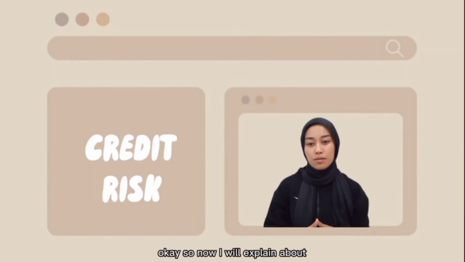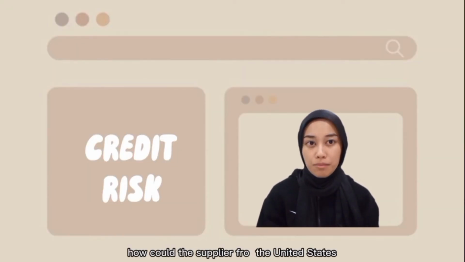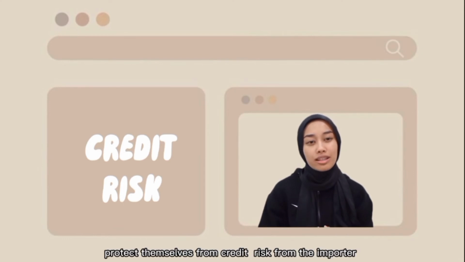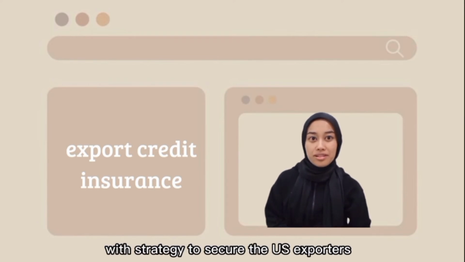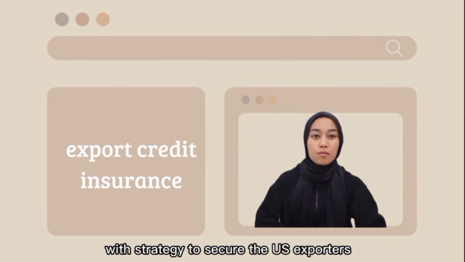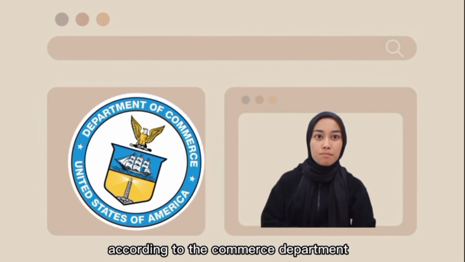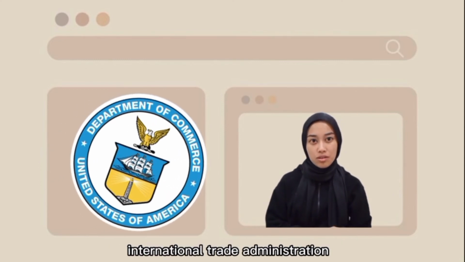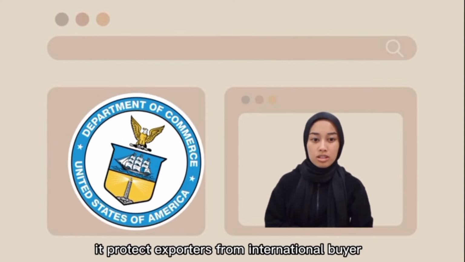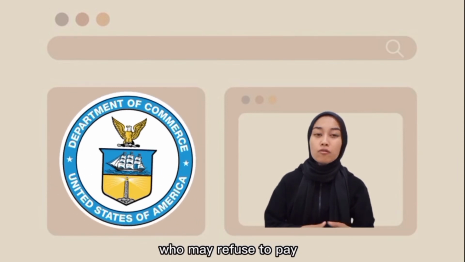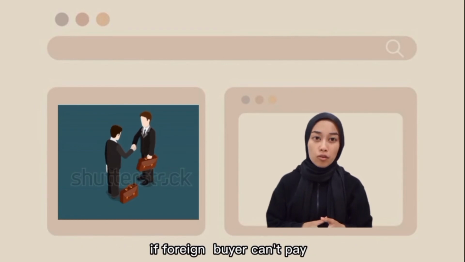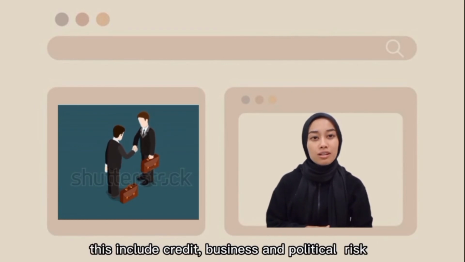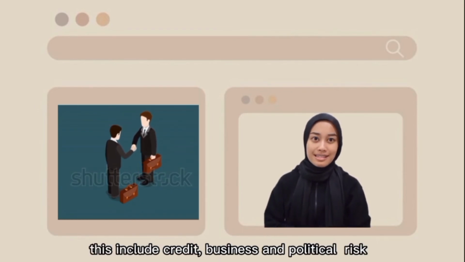Now we explain how the supplier from the United States could protect themselves from credit risk from the importer, which is Group 14. Export credit insurance is one strategy to secure US exporters. According to the Commerce Department International Trade Administration, it protects exporters from international buyers who may refuse to pay, and also assures exporters that payment will be made if the foreign buyer can't pay. These include credit, business, and political risk.